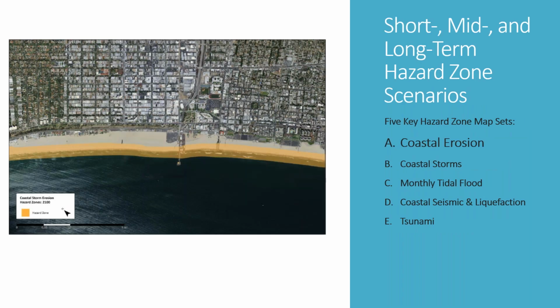So I'll flip through our 5 coastal hazard zone maps. We call them maps A through E, which determine whether special requirements apply to a proposed project if the project is within a coastal hazard zone. The shaded area is based on the 2100 projection in all of these maps.